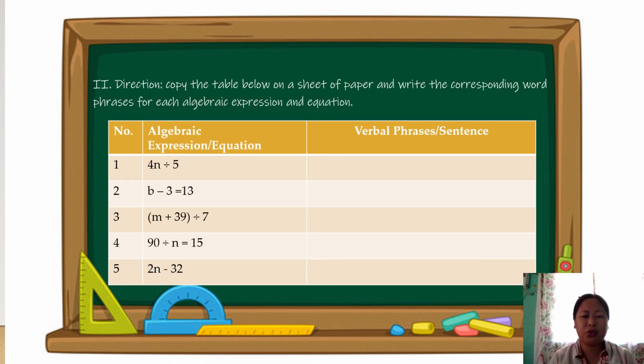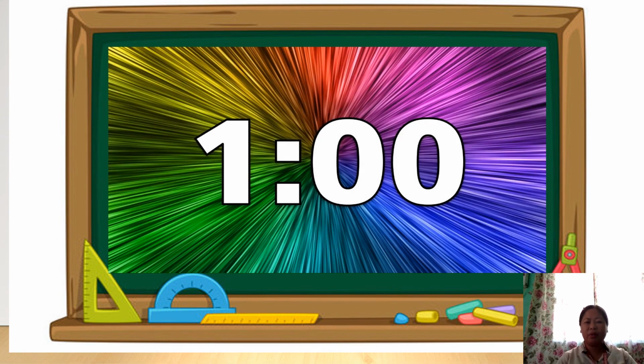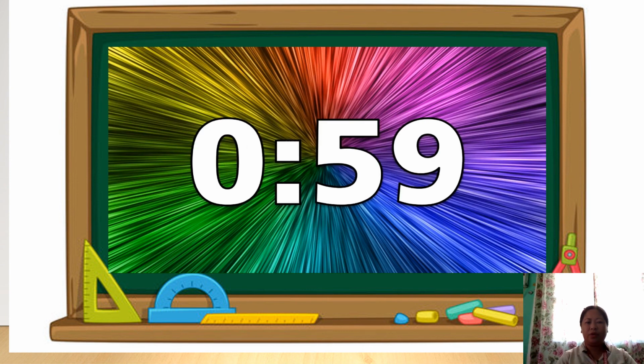For exercise 2, copy the table below on a sheet of paper and write the corresponding word phrases for each algebraic expression and equation. So that is also 1 to 5. I'll give you a minute to answer the questions. Your time starts now.